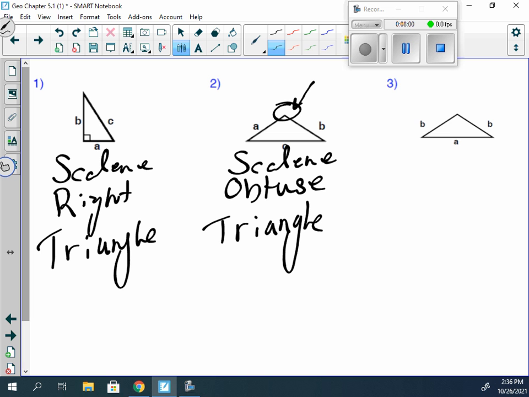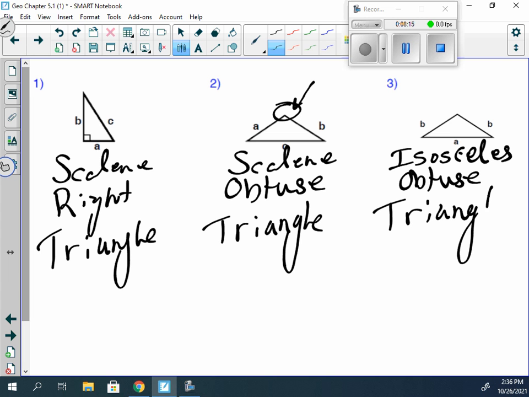So this one here, we can still say yes, it is isosceles, because we know two of the side lengths are both B. They're the same measure. Questions on this here?